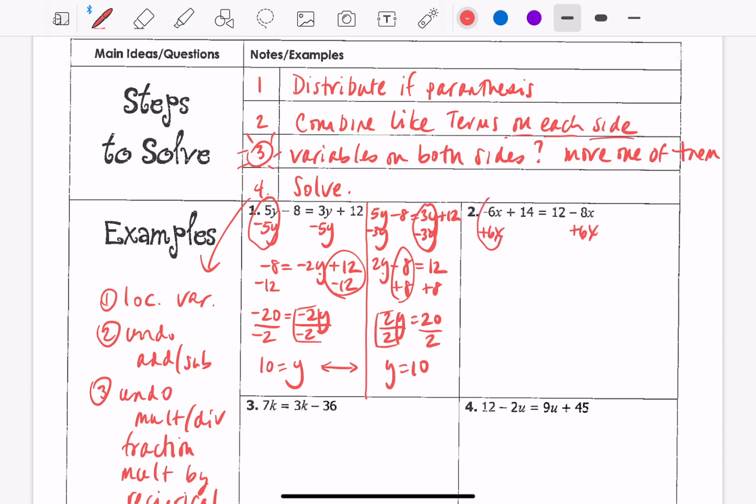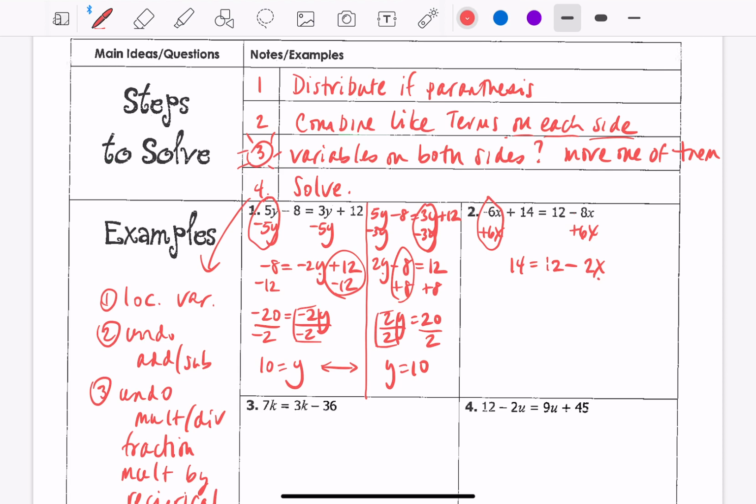So when I do that, minus 6x and 6x is 0, and I bring down my positive 14 equals 12 minus, then I have negative 8x plus 6x. So that is going to be negative 2x. So now I have a two-step equation. I have my variable here.